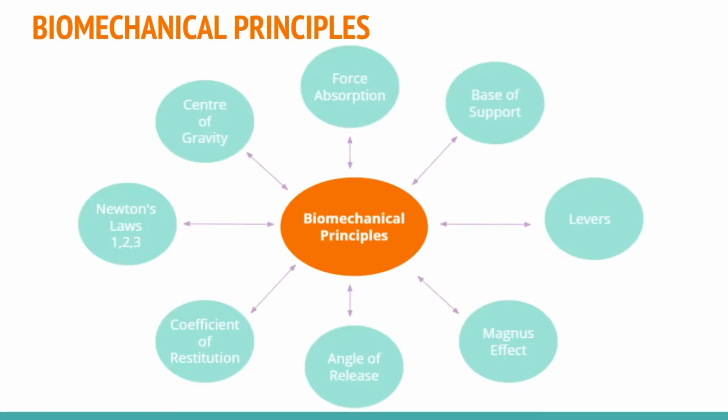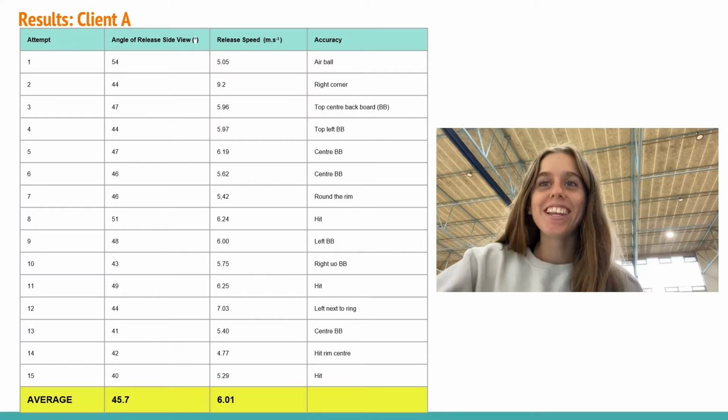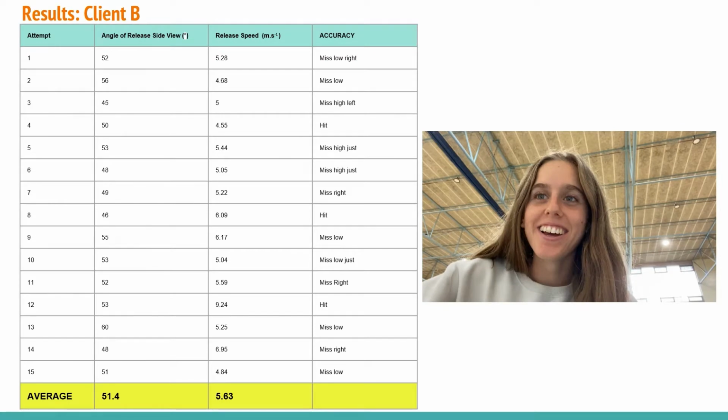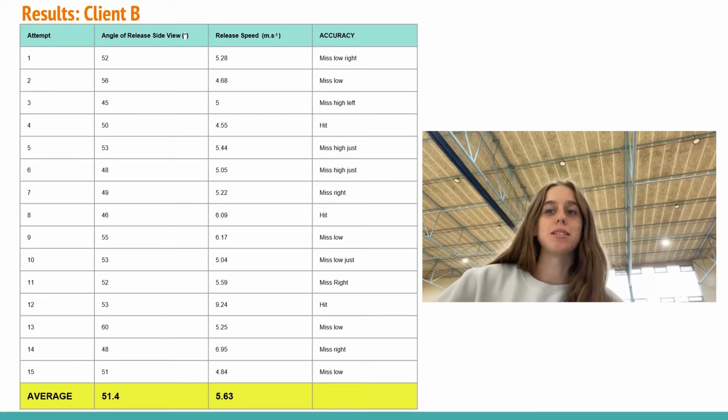These are the biomechanical principles that we will be discussing to help answer our question. The next two tables show 15 shot attempts by both client A and B. From the results, the averages were calculated for both angle of release and the speed of release.